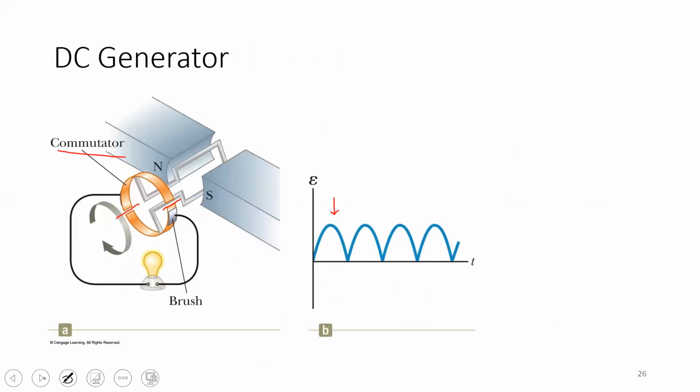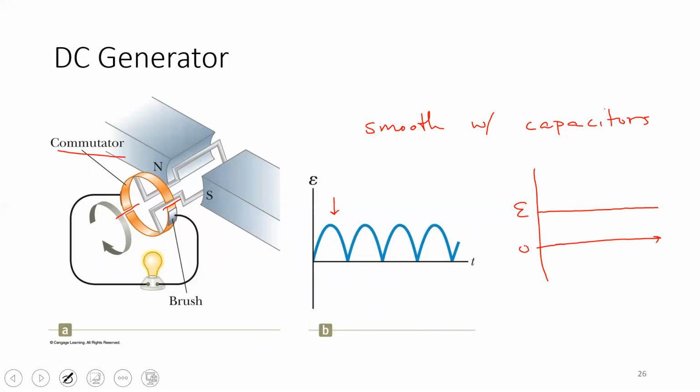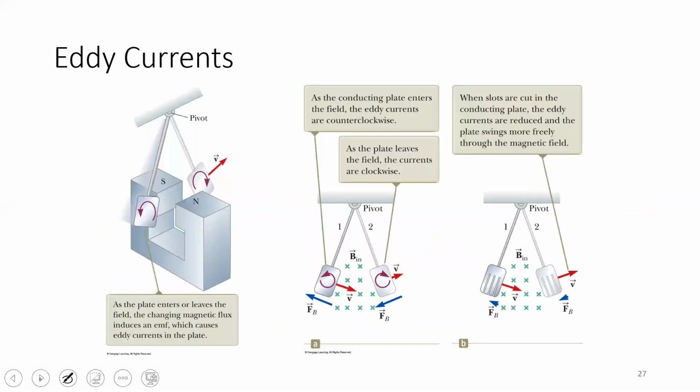For our DC generator, you would smooth this out with some capacitors in the circuit. Sorry about that terrible handwriting, guys. When you smooth this out with some capacitors, you get something more like that flat line that we've come to expect. That flat line, 4 volts or whatever you tell your DC generator to do. So that's a little more complicated for our DC generators.